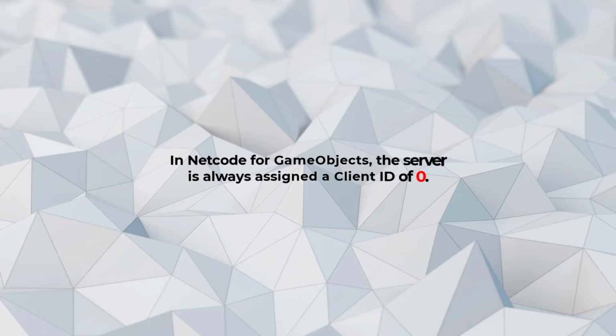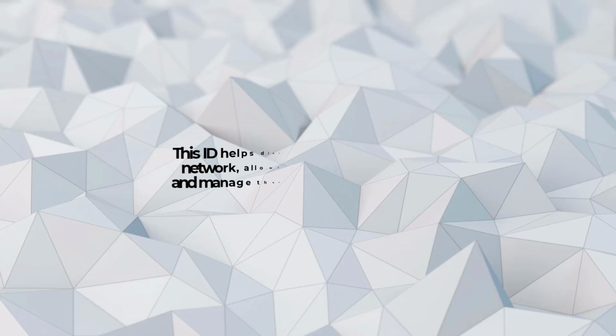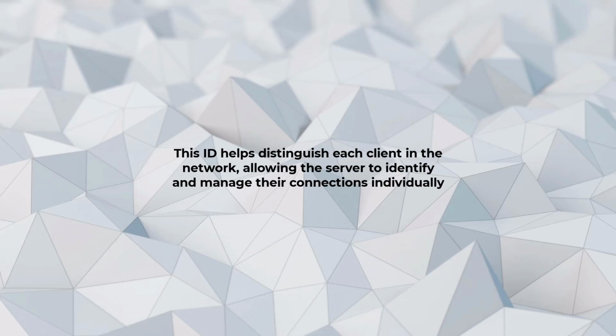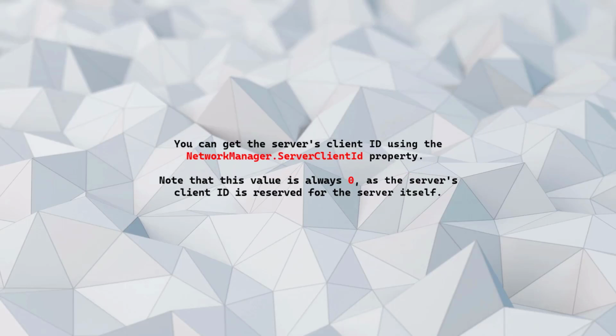In Netcode for GameObjects, the server is always assigned a client ID of 0. When clients connect to the server, they are each assigned a unique client ID, starting at 1 for the first client, 2 for the next, and so on. This ID helps distinguish each client in the network, allowing the server to identify and manage their connections individually. We can get the client ID of the client connected to the server by using the NetworkManager.Singleton.LocalClientId property. You can get the server's client ID using the NetworkManager.ServerClientId property. Note that this value is always 0 as the server's client ID is reserved for the server itself.